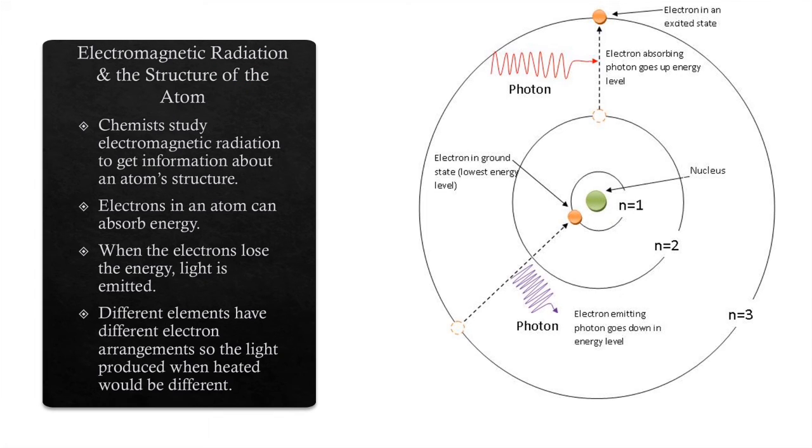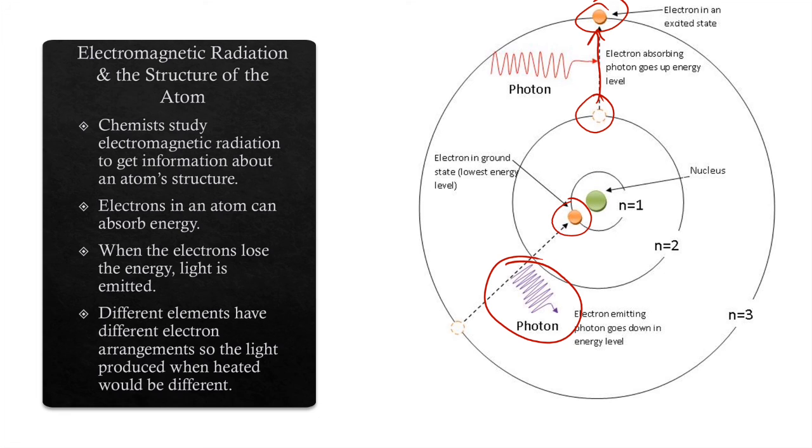Chemists study electromagnetic radiation to get information about an atom's structure. With electrons being on the outside of the nucleus within an atom, electrons are these subatomic particles that are responsible for absorbing energy. And when they absorb that energy, they also lose that energy because they can't hold on to it. And when they do lose that energy, light is emitted. So we can see that in our diagram here, the electron being on the outside absorbs energy and goes into a different arrangement. But the electron can't hold on to that energy. So when it releases that energy, it goes back down to its position.